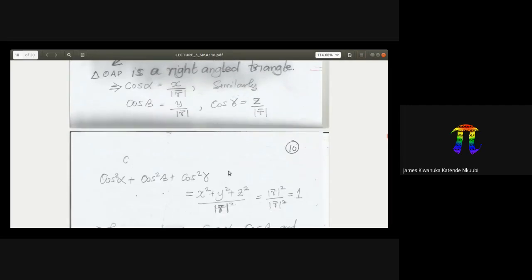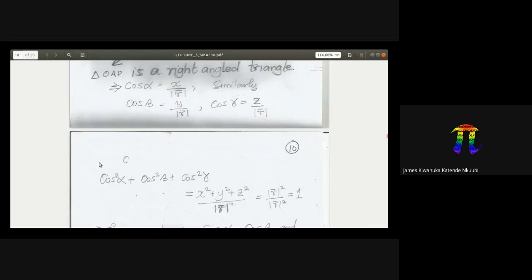Now if you add up the squares of these cosines, you have cos squared alpha plus cos squared beta plus cos squared gamma. It will be the same as adding up x squared over magnitude of r squared plus y squared over the magnitude of r squared again plus z squared over the magnitude of r squared. And you will see that that simplifies to this. But what is up here, x squared plus y squared plus z squared, is the same as the magnitude of r squared. So you can replace it with that, so that the numerator and denominator are just the same thing, and therefore that must be equal to 1.